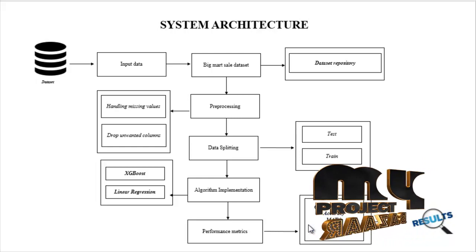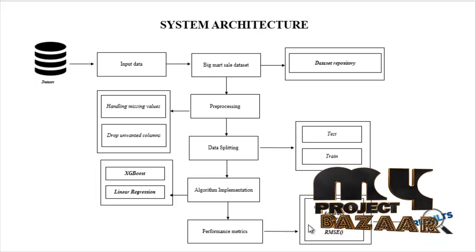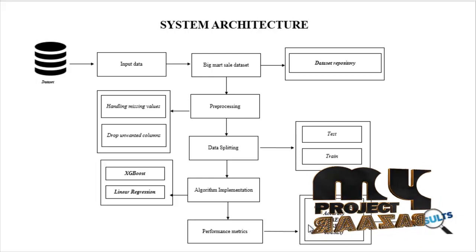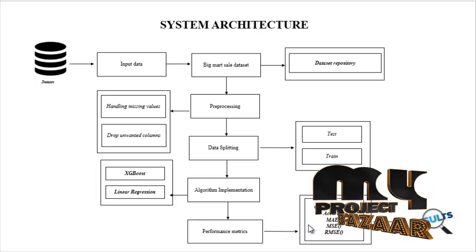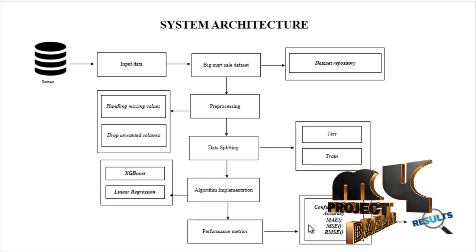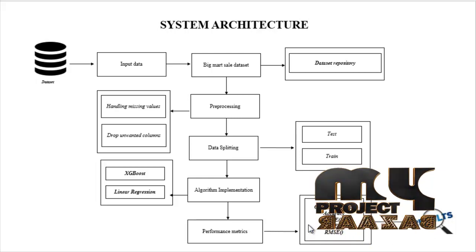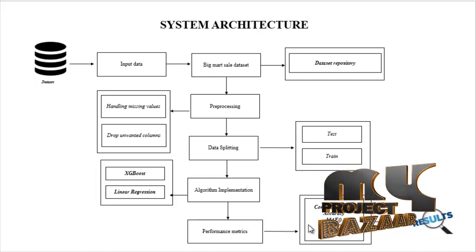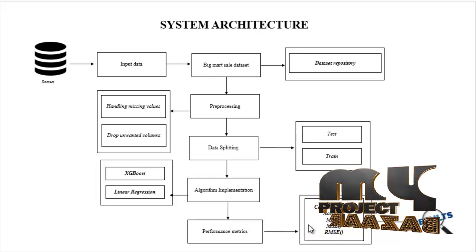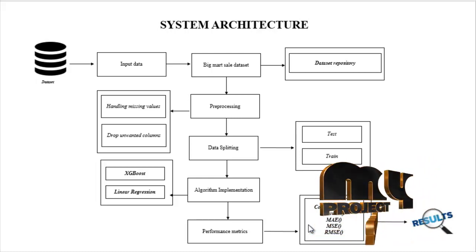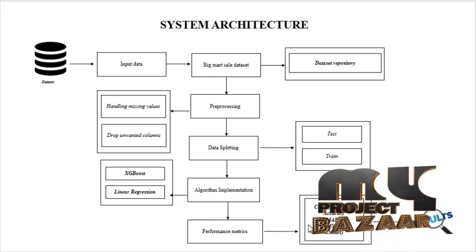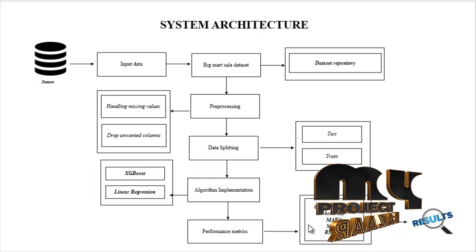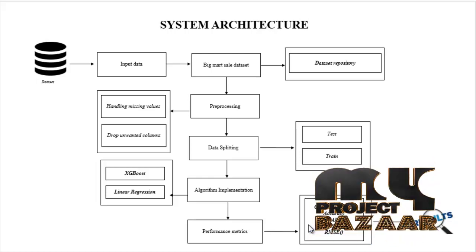Here we implement two algorithms. One is XGBoost, another one is linear regression. After implementing these algorithms, we give results like confusion matrix, accuracy, mean absolute error, mean square error, and root mean square error. These values are found out from our data set. These are the whole process.